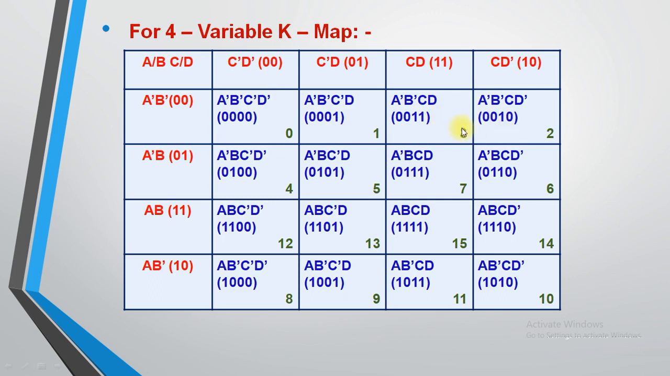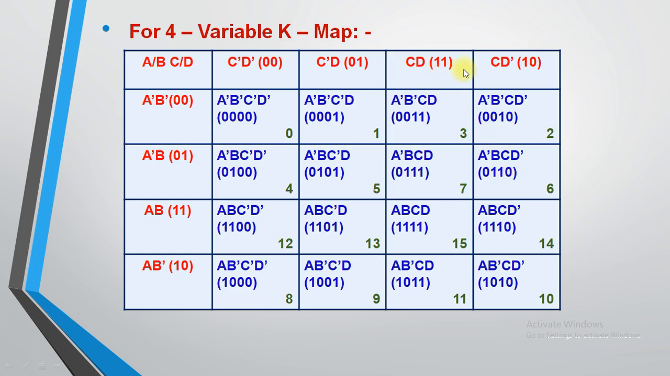This is the 3 variable K-map. In that I have explained that the last column you need to switch. So 0, 1, 2, 3, 4, 5, 6, 7. I hope up till now there is no doubt, because up till now whatever I have explained, I have explained in the 3 variable K-map.